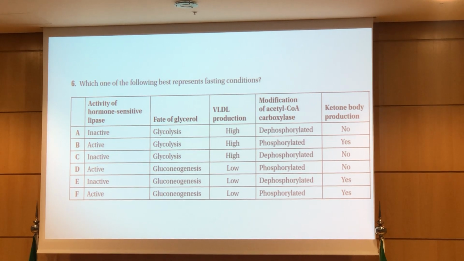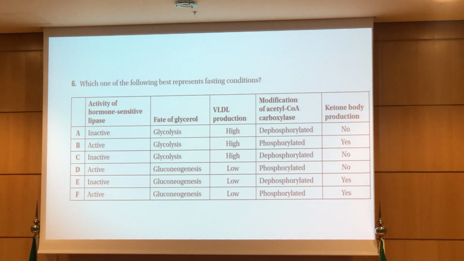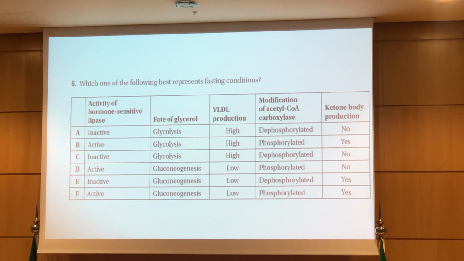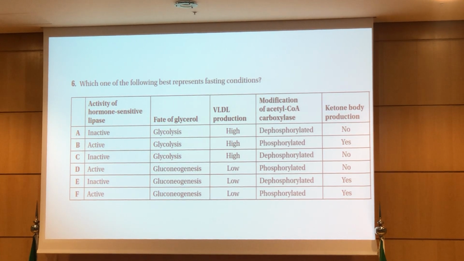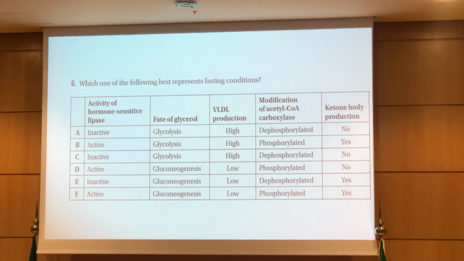So I'm breaking down inside the cell and I'm releasing into the blood in a fasting condition, yes? The fate of the glycerol. What happens to the glycerol in this process? Sorry, active is B, D, and F, yes? So, now I've got gluconeogenesis. We all agree on that one? Good. Now I've got D and F. VLDL production.